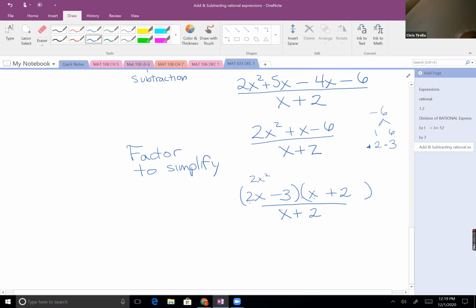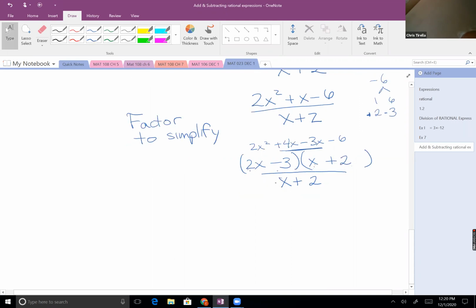First, 2x times x is 2x squared. Outer, 2x times 2 is 4x. Inner, minus 3 times x is minus 3x. Last, minus 3 times +2 is minus 6. And you notice those middle terms do give me that 1x. So I factored correctly. And in factoring correctly, I did get that common term, that common factor, pardon me. And so my final answer is 2x minus 3.